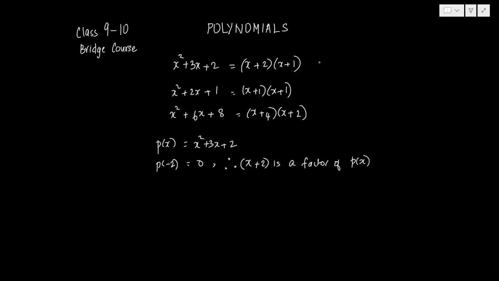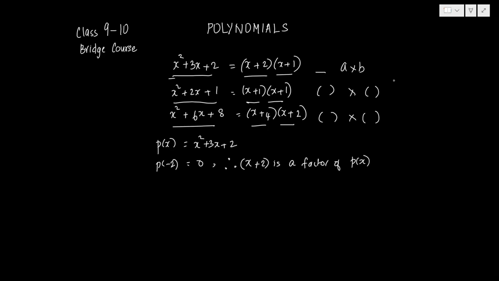Now we come to a very important concept. Let us take this polynomial, x squared plus 3x plus 2. I can rewrite this polynomial as x plus 2 into x plus 1. Similarly, x squared plus 2x plus 1, I can rewrite it like this, and same thing here. What I'm doing is breaking this polynomial, rewriting it into two factors, something into something. This process is called factorization. Factorization of the polynomial is basically writing it as a product of factors.